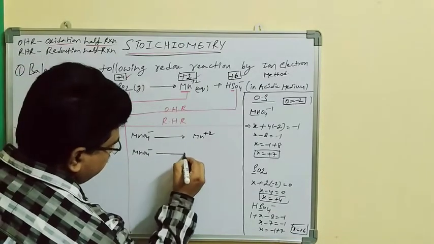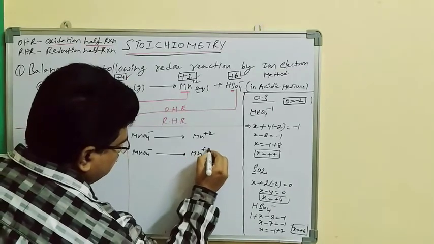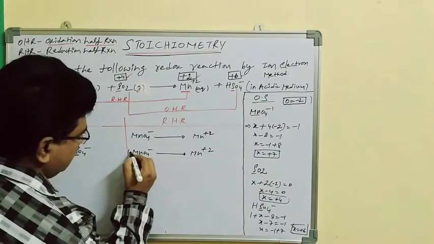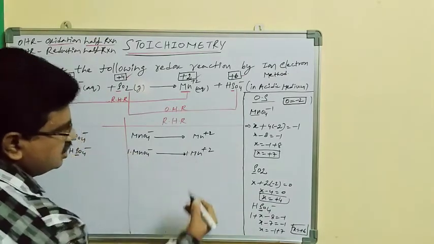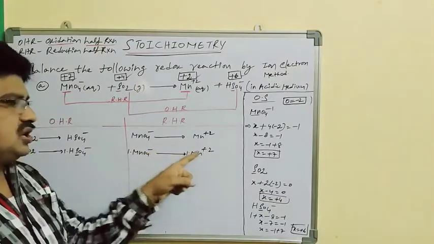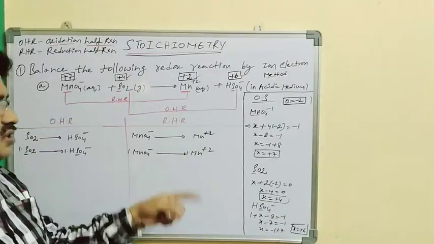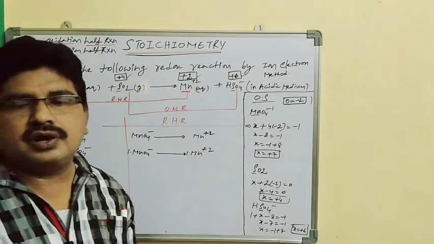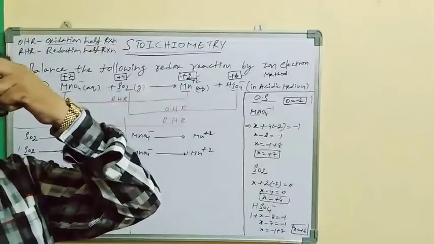MnO4 gives rise to Mn plus 2. Here also manganese is balanced. Here one manganese, here also one manganese. No need to balance charge here. After that we have to balance the charge. So we completed the first step, balancing atoms other than oxygen and hydrogen.